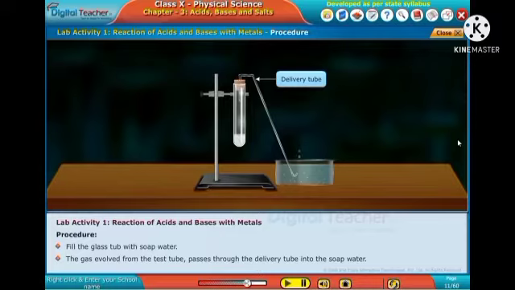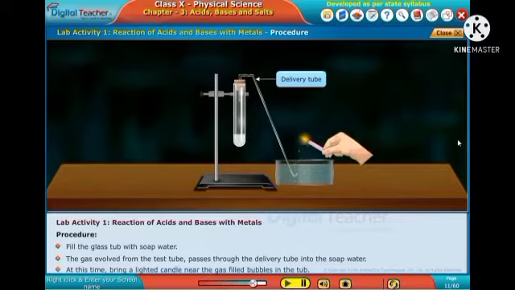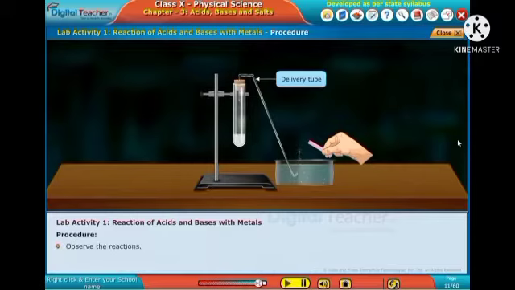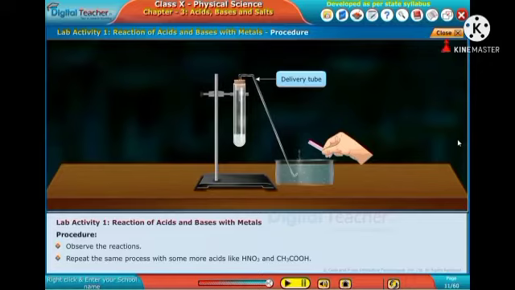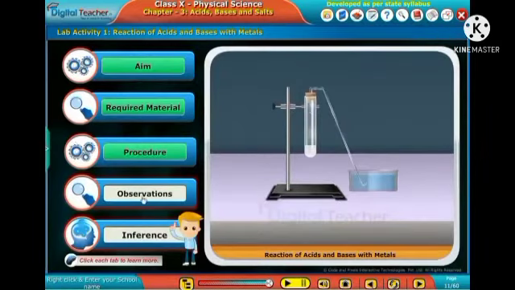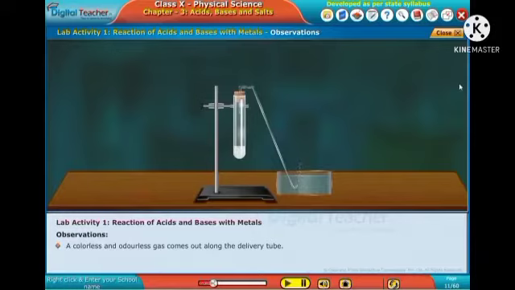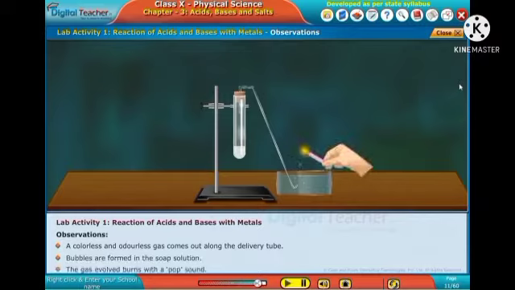We observe a gas evolved from the surface of the zinc granules that is absorbed in the soap water. Some bubbles are evolved from the soap water. When we take a burning candle near the bubbles, the gas burns with a pop sound. Observation: in this activity, we observe a colorless and odorless gas comes out along the delivery tube, and bubbles are formed in the soap solution. The gas evolved burns with a pop sound.